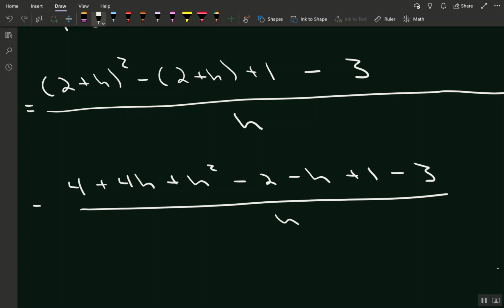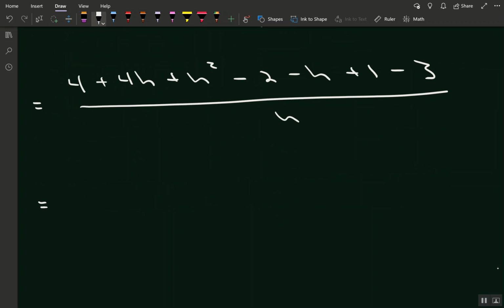Okay, the whole idea here is I'm not solving anything. I'm just reducing this thing. I'm just simplifying an expression, if you will. All right, so let's see if we get anything good here. Well, let's see. 4 plus 1 is 5, and minus 2 minus 3 is a negative 5. So 5 and negative 5 will cancel. And I'm left with, let's see what I'm left with. I'm left with 4h plus h squared minus h.